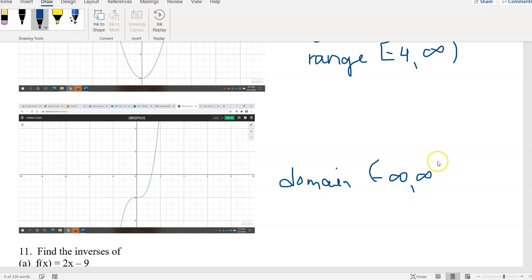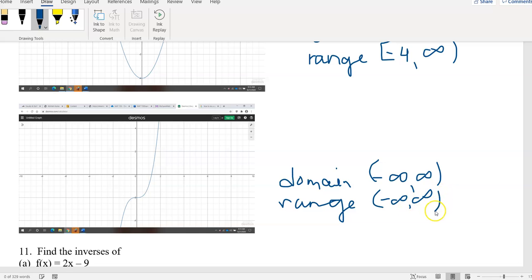Let's get range and we'll go back to whether it's a function or not. All right, so range, let's notice if we squish it on the y-axis, it's going to go down forever and it's going to go up forever. So the range is also -infinity to +infinity.